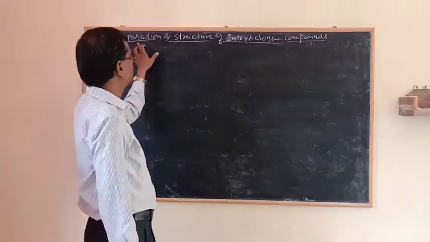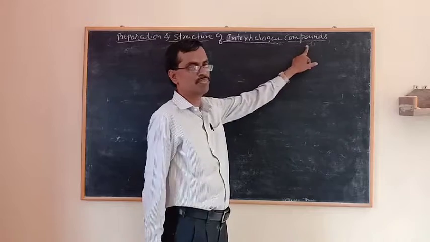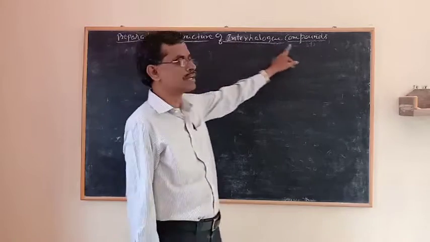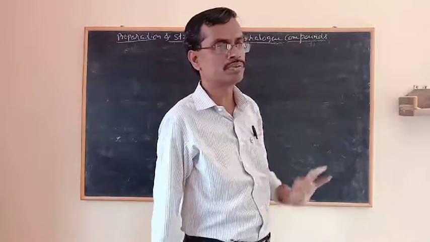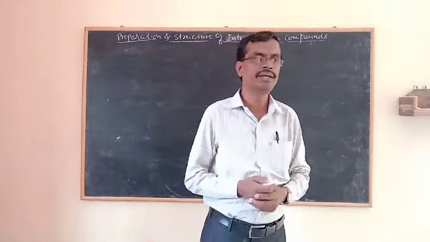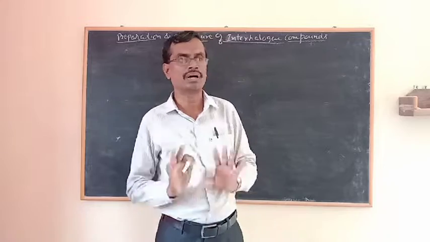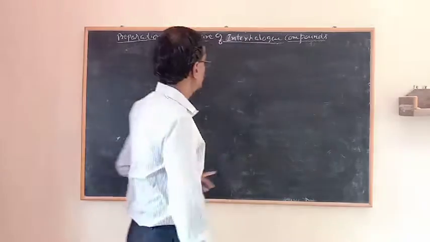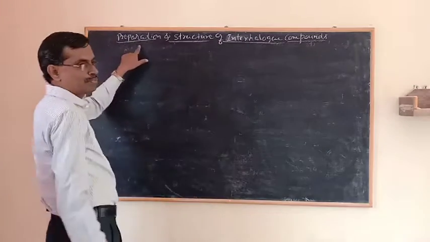Now we will study preparation and structure of some interhalogen compounds. First, briefly about what are interhalogen compounds. Molecules formed by different halogens having different electronegativity values are called interhalogen compounds. So we will start with the preparation first.